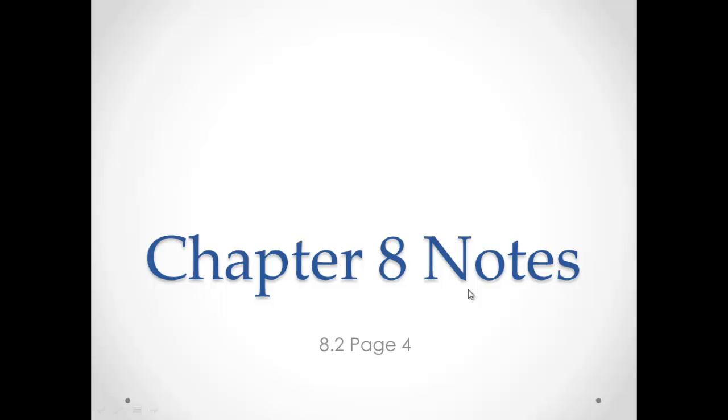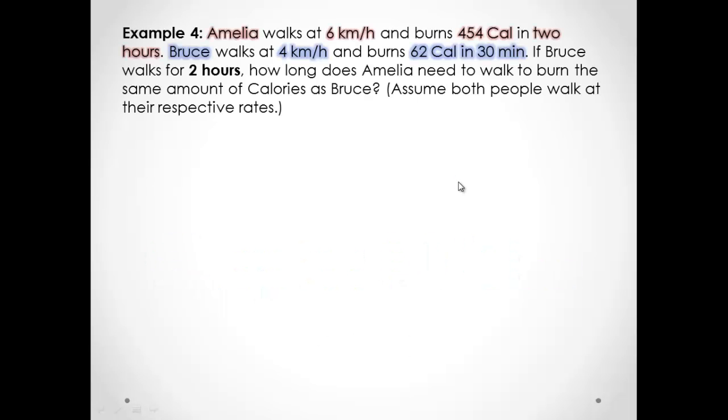So this is 8.2, page 4, more word problems with rates. First question is example 4. Amelia walks at 6 kilometers per hour and burns 454 calories in 2 hours. We look at Bruce. He walks at 4 kilometers per hour and burns 62 calories in 30 minutes.